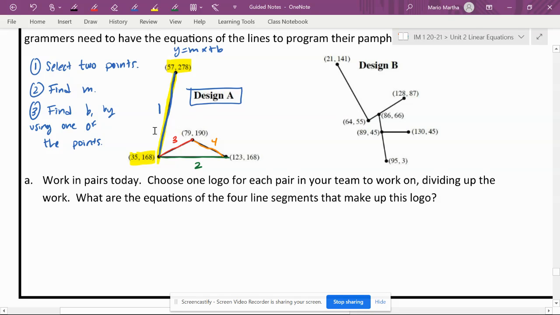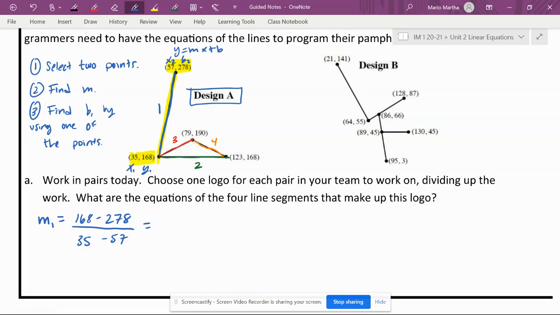So here, if we're going to focus again on the slope of line 1, that would be equal to the change in y, which is 278 minus 168. Actually, we're doing it backwards, my bad. So this is our first point, our x1, y1. This is our x2, y2. So what we're doing here, we're subtracting the y's, changing the y. That would be 168 minus 278, and then 35 minus 57.